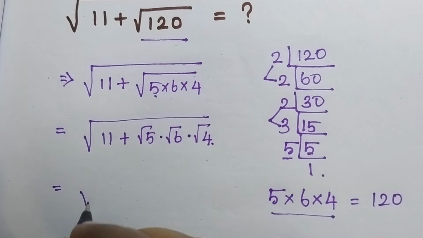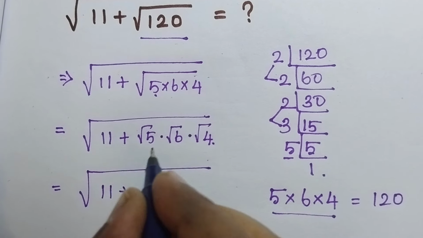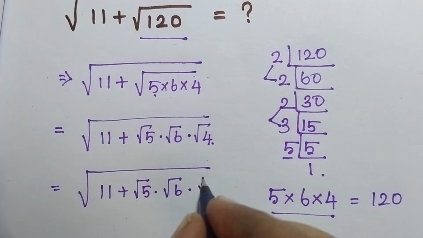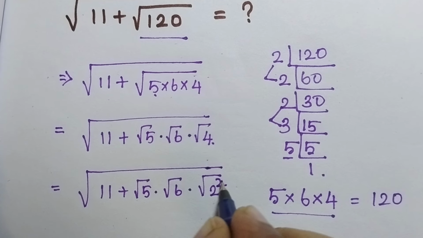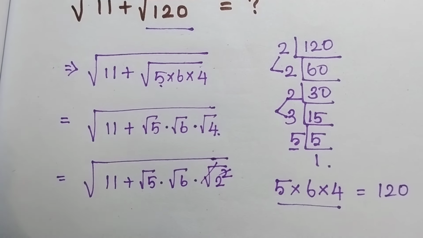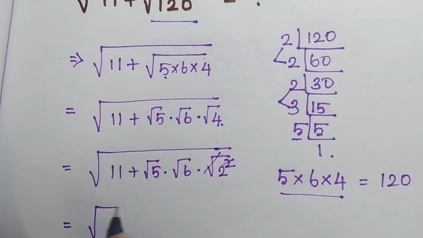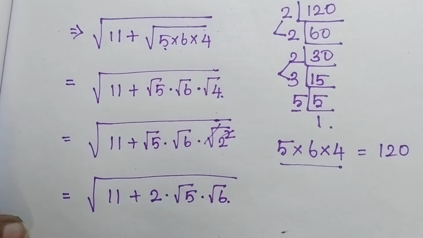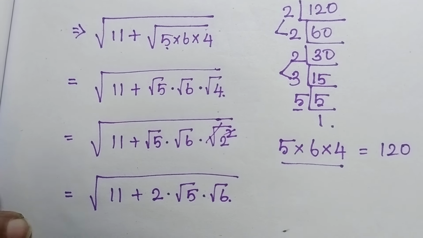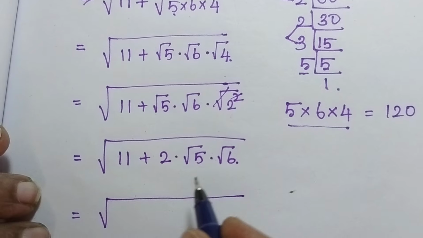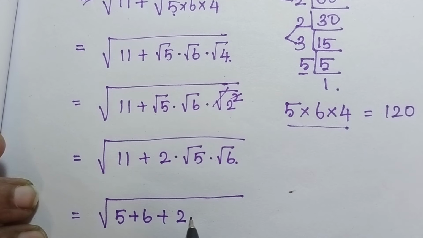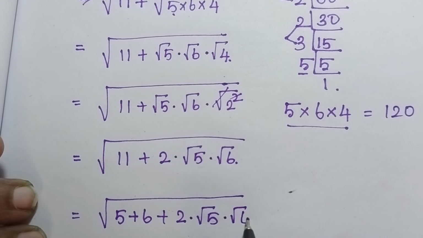So, g is equal to the square root of 11 plus root 5 into root 6 into, this 4 can be written as root 2 square. From this, the square and root get cancelled. Therefore, g is equal to the root of 11 plus 2 into root 5 into root 6. So, let's write this 11 as 5 plus 6, which is equal to 11, plus 2 into root 5 into root 6.